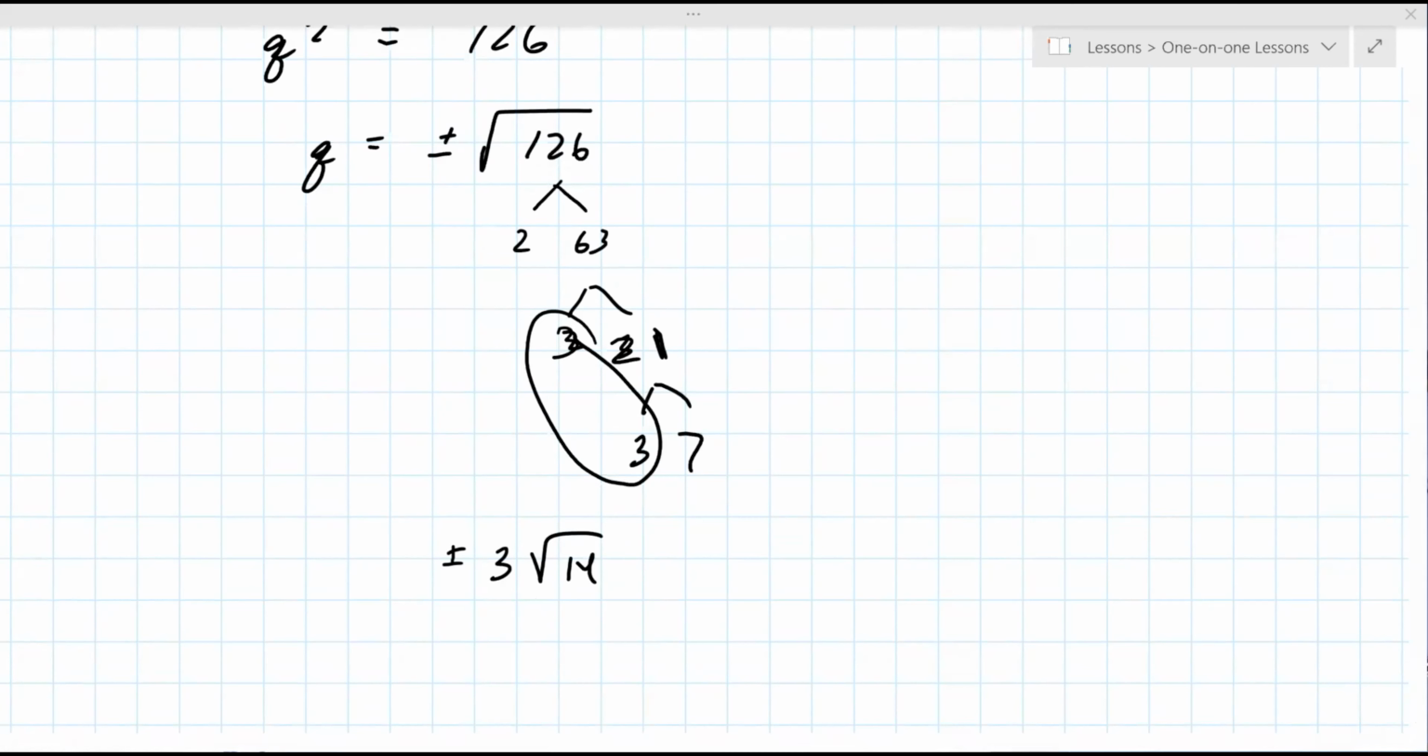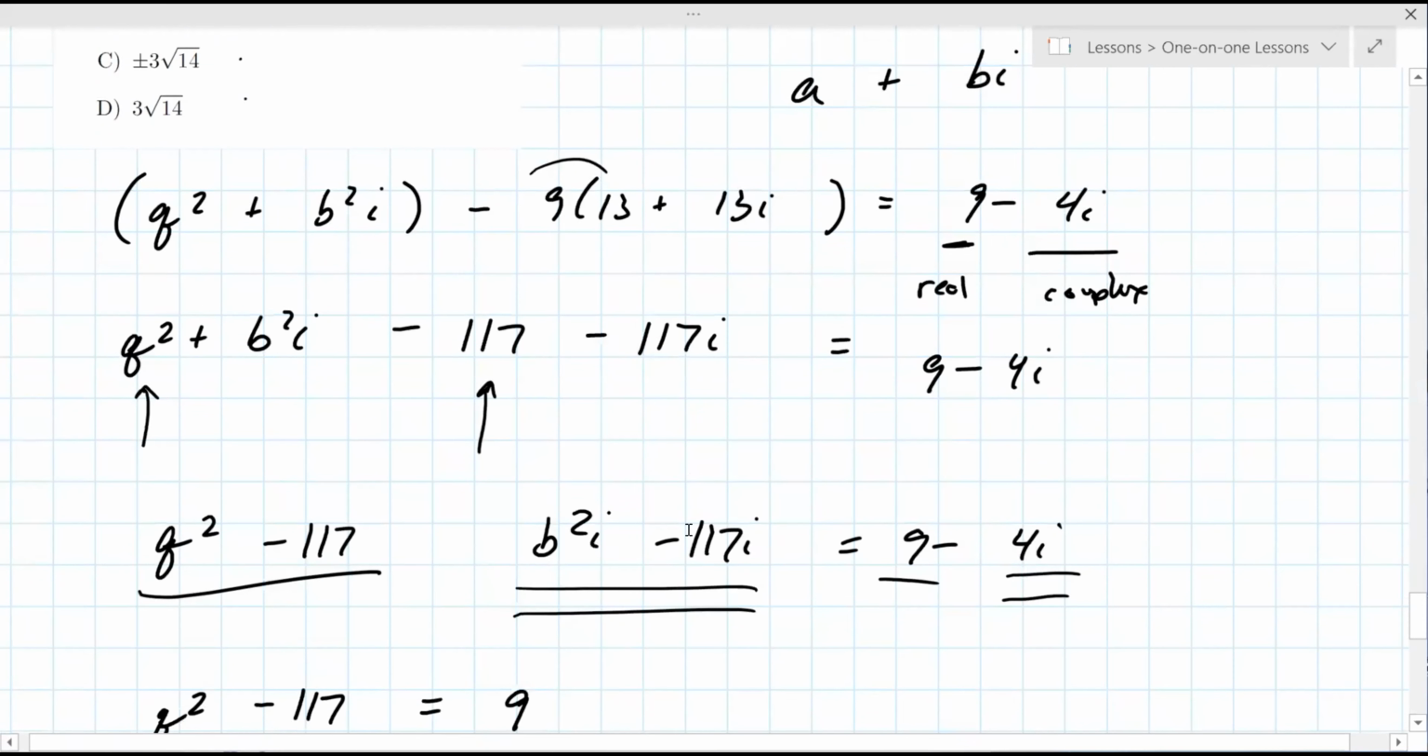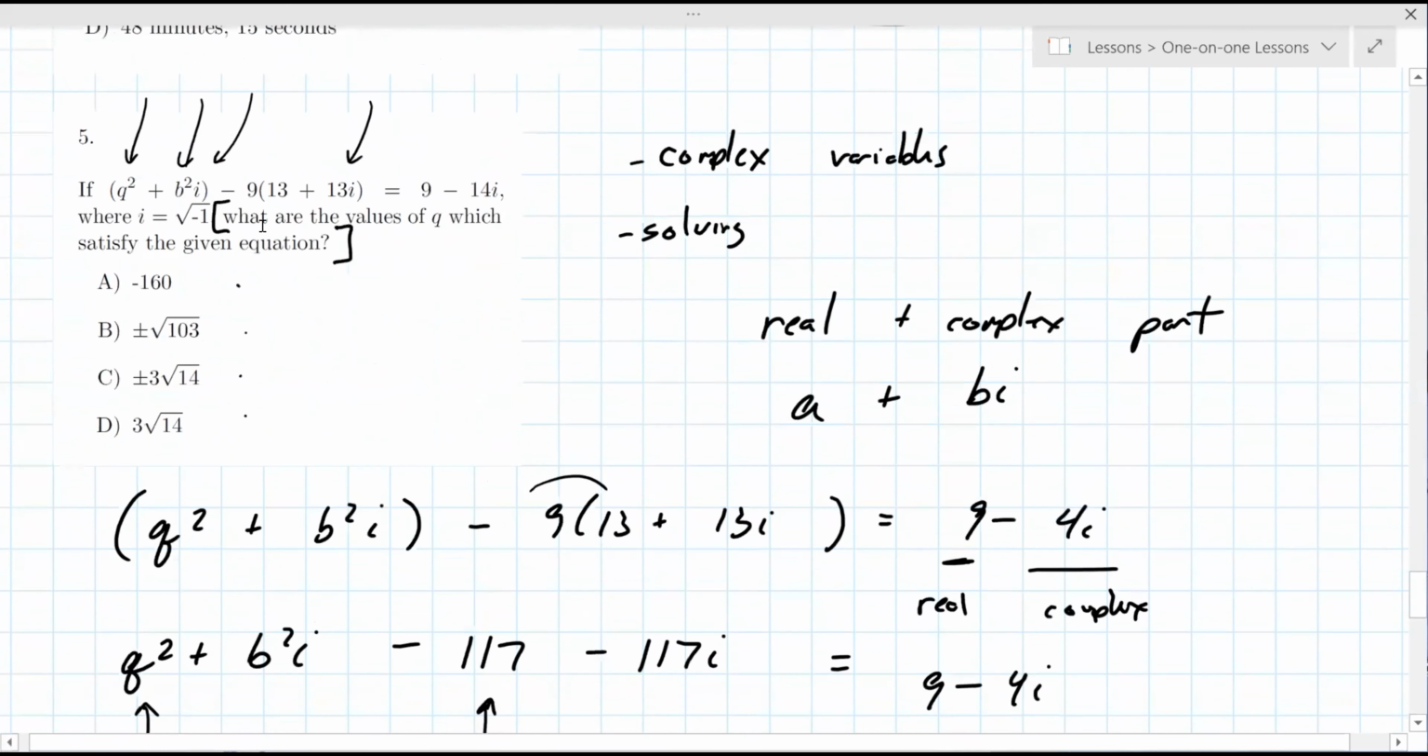So I think it would be good for us to do another question just like this. All the other stuff, like the b squared i minus 117i, is just extra information. You don't have to do anything with it because you're only solving for the value of q. If it asked for b, you'd have to find b. This one doesn't.